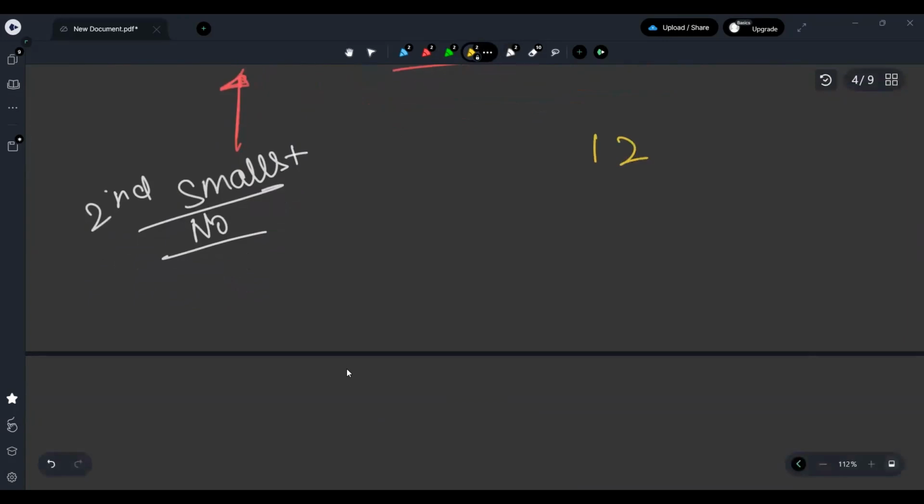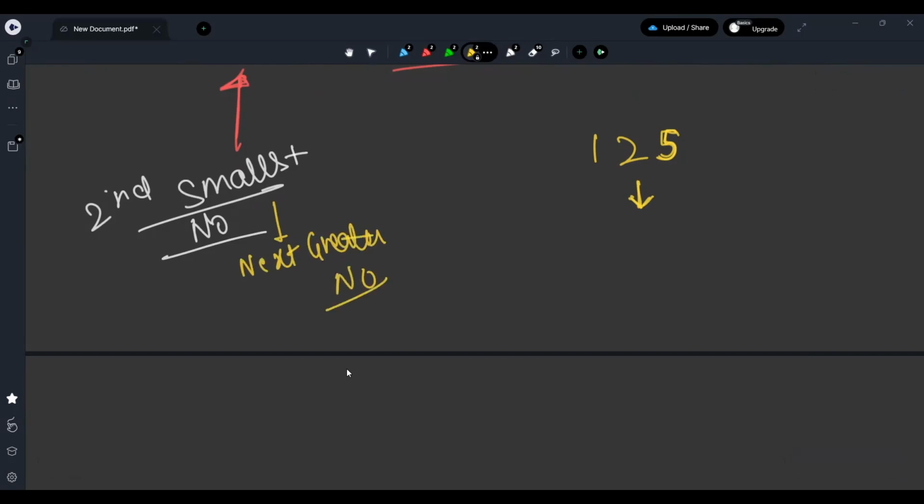Let's say we have 1 to 5. Now, what will be the next greater number? Second smallest number means the next greater number after the smallest number. So for 1 to 5, what is the next greater number? The sum is 8, and we want the sum to be 8 again. What is the next greater number?